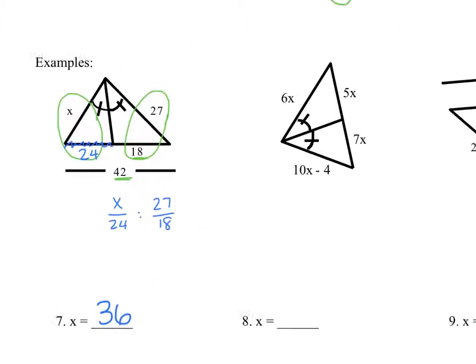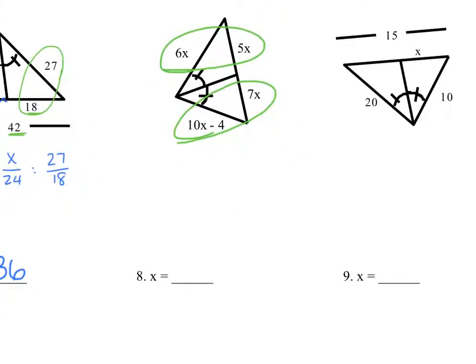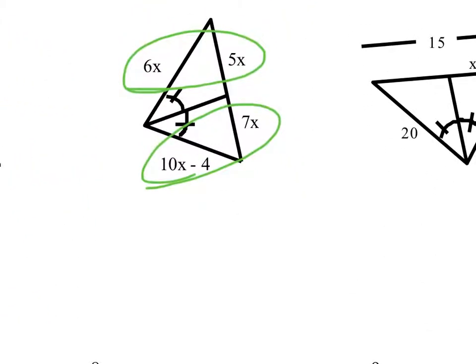The next one's a little bit trickier because we have a little bit more going on here. So we're going to do 6x and 5x will go together, and 10x minus 4 and 7x will go together. So for our first proportion, or for our first ratio, we can do 6x and 5x will go together. And then on the other one, we'll have 10x minus 4 and 7x will go together.